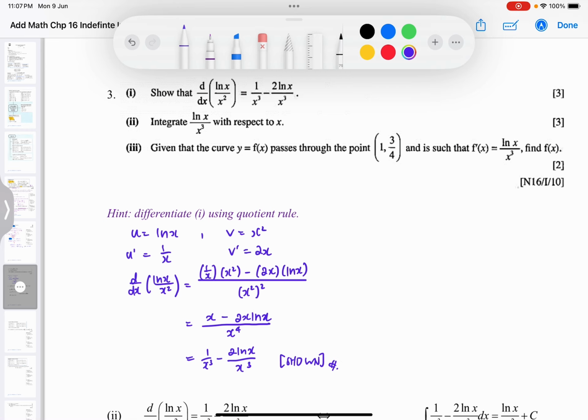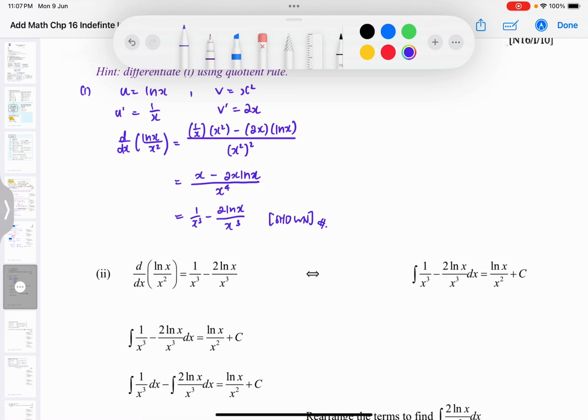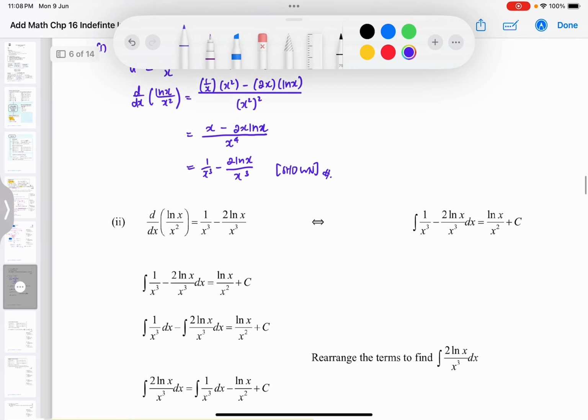Okay, part 2. Integrate ln x over x cubed with respect to x. This is actually using part 1's answer, similar to question 2. The differentiation of ln x over x squared is equal to this expression that we have just found in part 1. So the converse is true: the integral of the right hand side is equal to the expression on the left, plus a constant c. That's what we're going to do here, which I already guided you all.